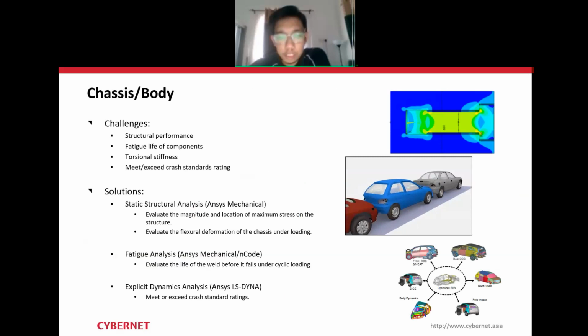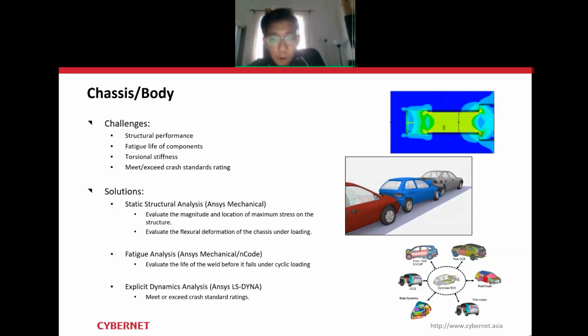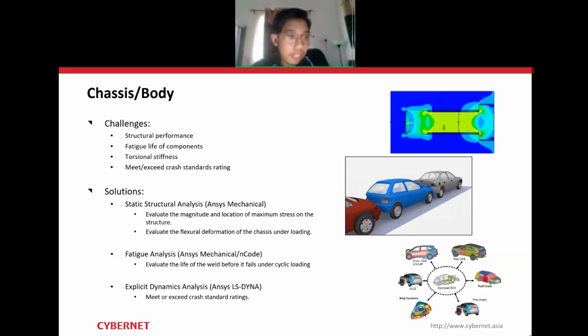So when we talk about the chassis or body of an automobile or vehicle, the most common challenge would probably be the overall structural performance of the components. Something like the fatigue life of the chassis, or maybe the torsional stiffness of the chassis, or whether or not the chassis meets the crash standards rating and so on. Those are some of the challenges that engineers may face.